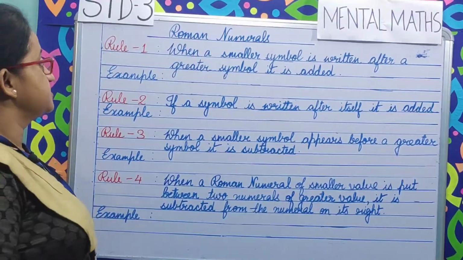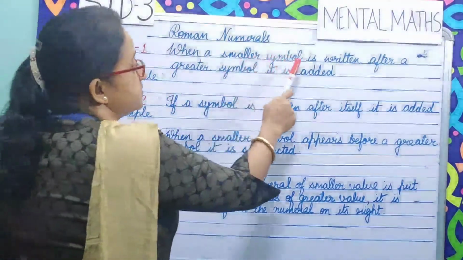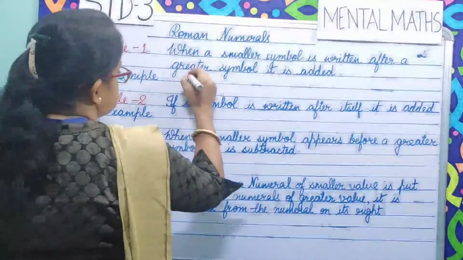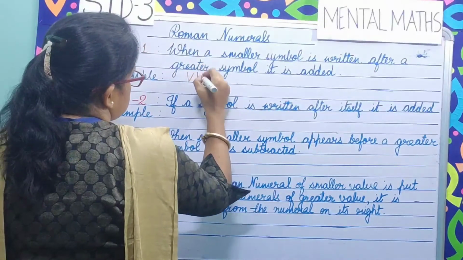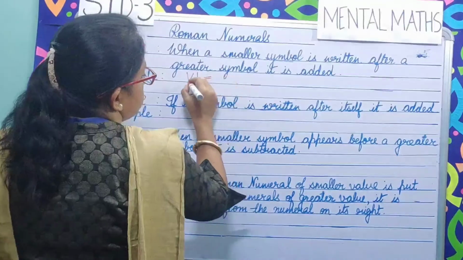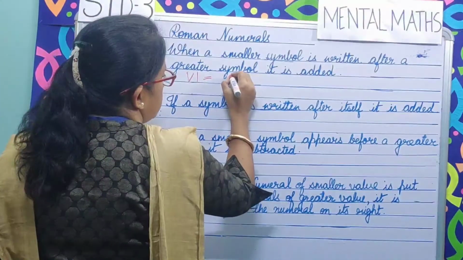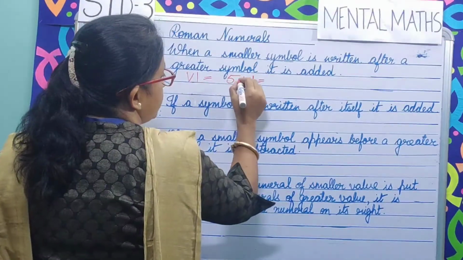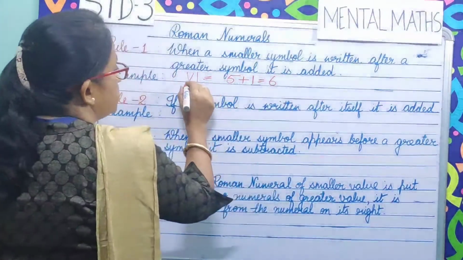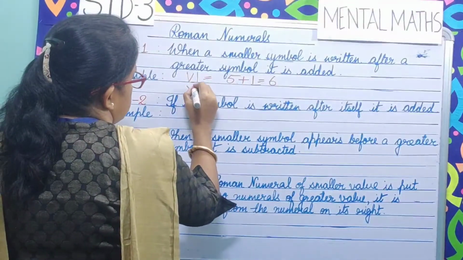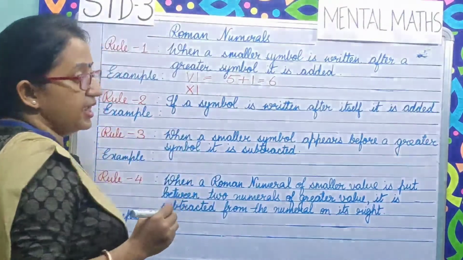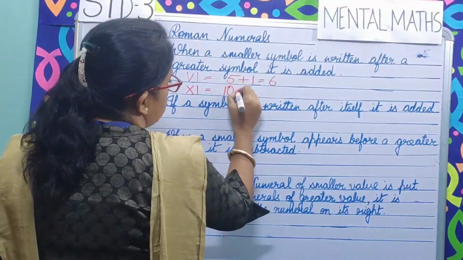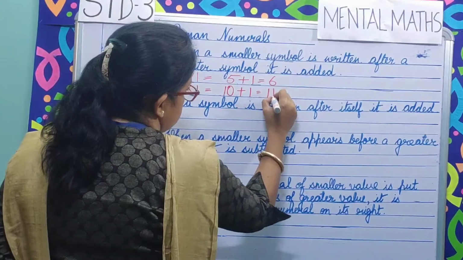Rules of Roman numerals. Rule number 1. When a smaller symbol is written after a greater symbol, it is added. Example, VI. V represents 5 and I represents 1. So, V plus I, or 5 plus 1, equals 6. So, the value of VI is 6. XI. X represents 10, I represents 1. So 10 plus 1 equals 11.